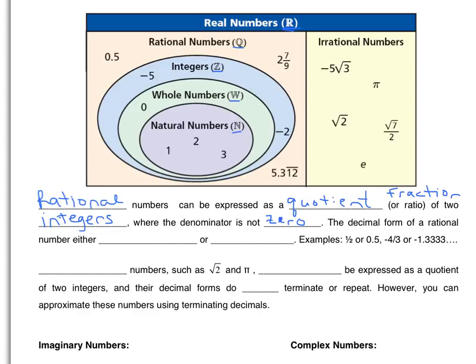The decimal form of a rational number either terminates or repeats. Examples being 1/2, that's a ratio or a fraction. 0.5 terminates because it ends at the 5. -4/3, that's a negative fraction. Or 1.3 repeating.